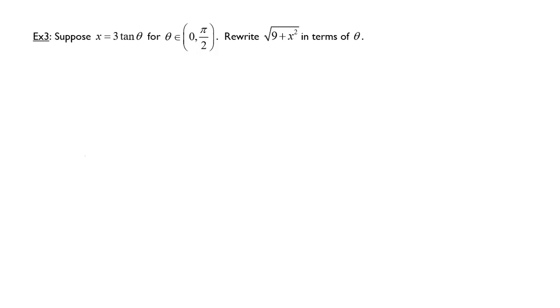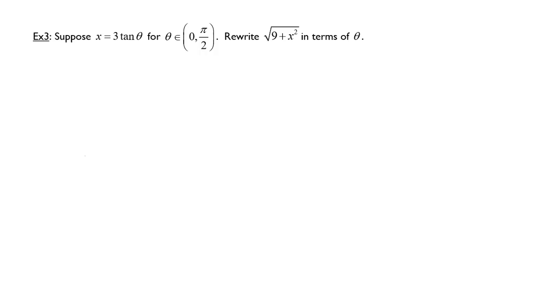Welcome back to the last part of this section on fundamental identities. We've done a lot of substitutions so far, but now we're going to look at a different way to do substitutions. We're going to keep talking about identities, but in this case we're asked to suppose x equals 3 tangent of theta. And then for theta in the interval from 0 to pi over 2, that means we won't have any undefined parts.